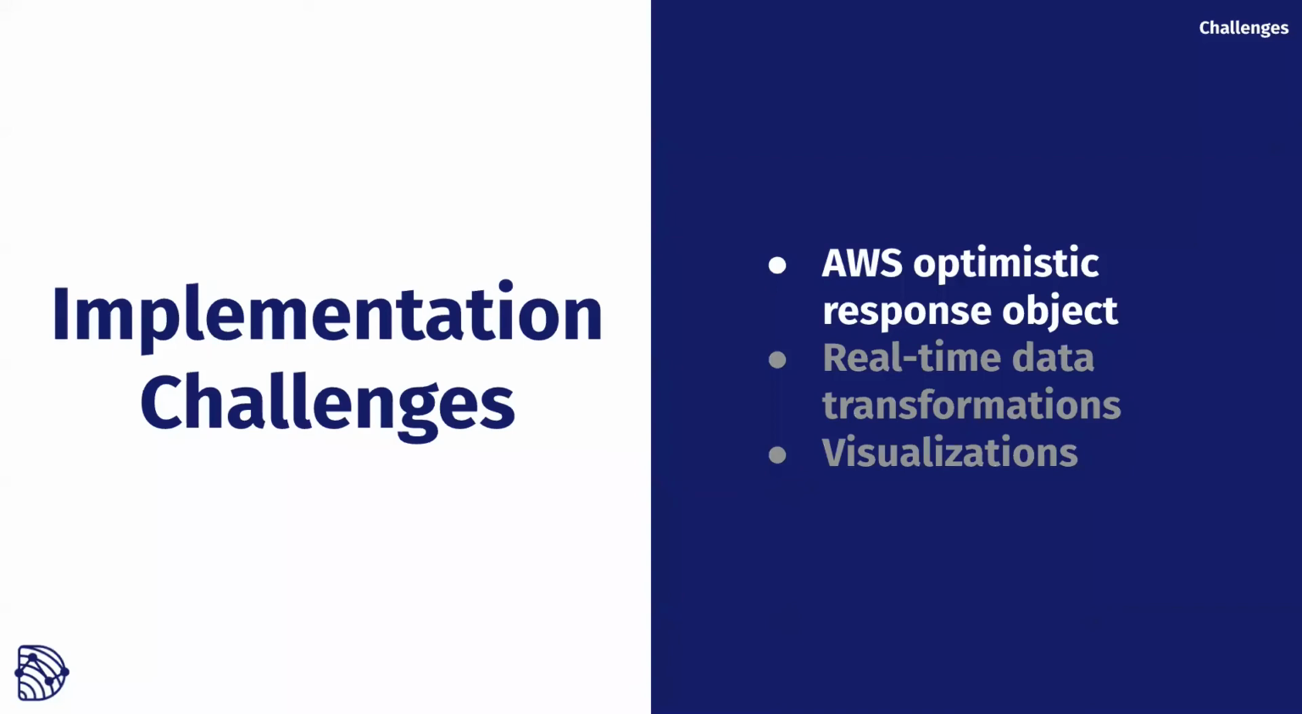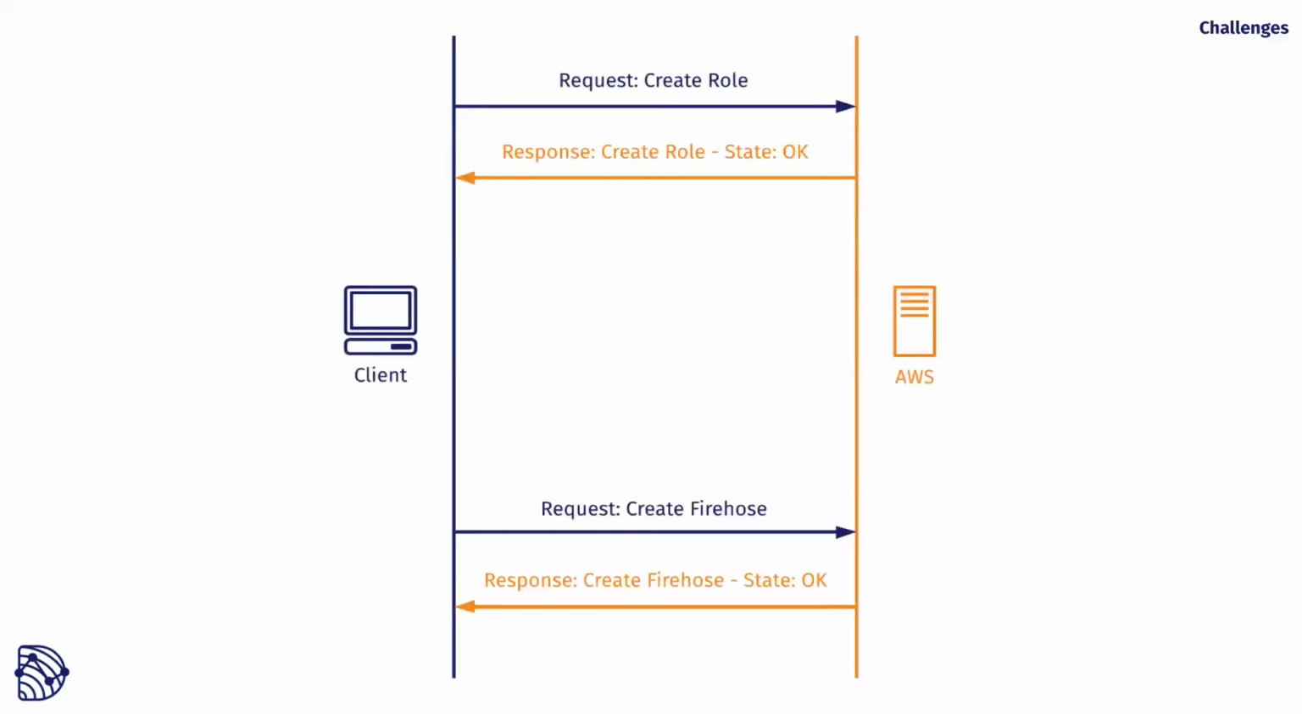The first challenge we ran into was Amazon's optimistic response object. When one request is dependent on another, you expect to be able to make a request, get a response, and then make the second request. However, with Amazon, they may return a response before the service has actually been deployed. So when you send the subsequent request, it fails.